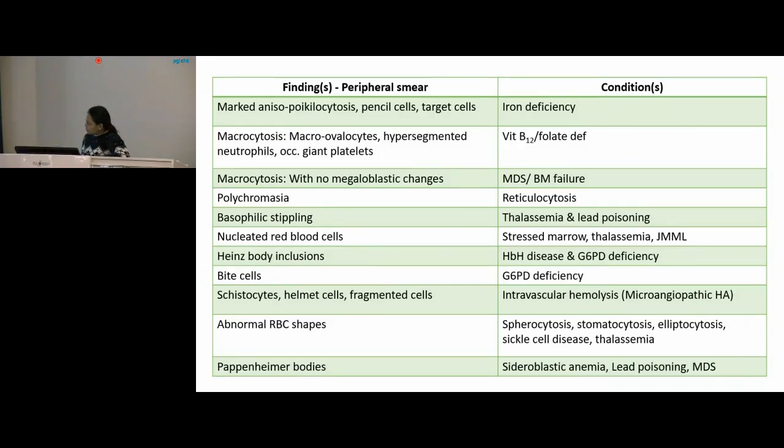Then we come to what are known as Pappenheimer bodies. It is usually seen in conditions like sideroblastic anemia. These Pappenheimer bodies are nothing but RBCs having iron granules in the cytoplasm. That is not normal. That is usually seen as Pappenheimer bodies. If you use iron-specific stains, these bodies will stain with it, and that again provides you a clue that you are dealing with conditions like probably a sideroblastic anemia.